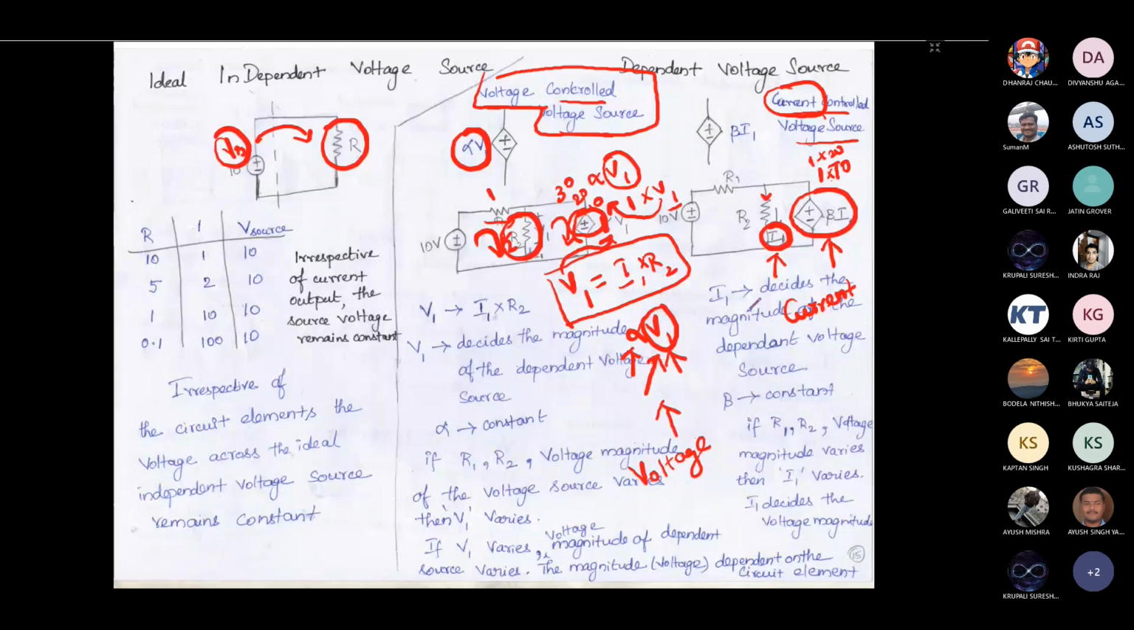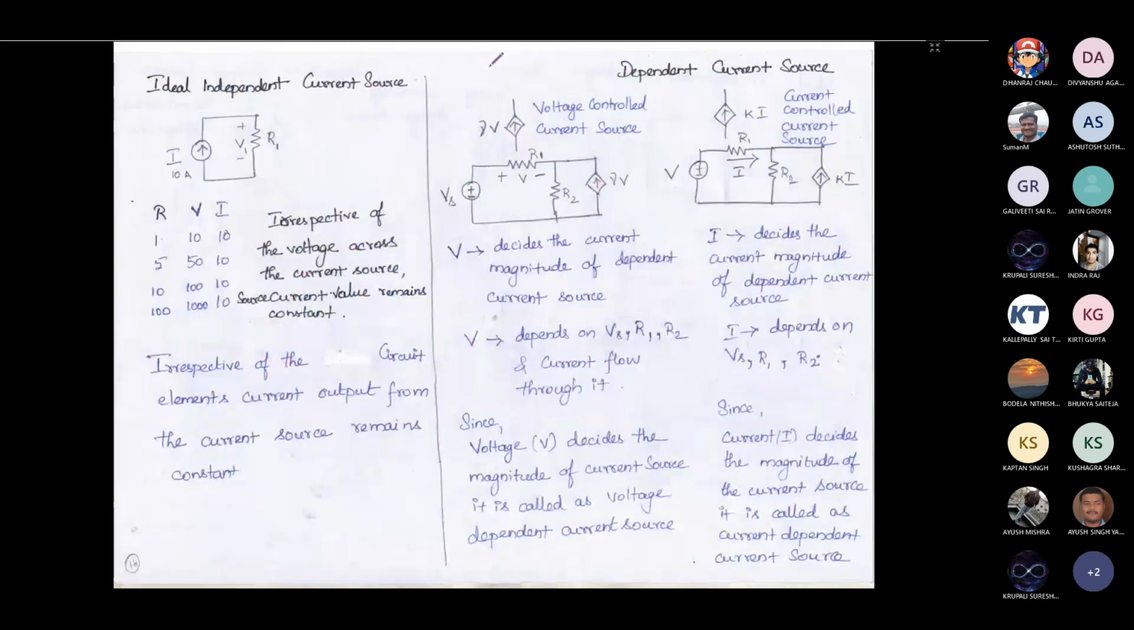Okay, so similarly for dependent current source. For a dependent source, as I said before, we should mention it with the diamond symbol. If it is a current source, we should mention it with the arrow mark. Arrow mark represents the current source. Also the current is coming out of this terminal.